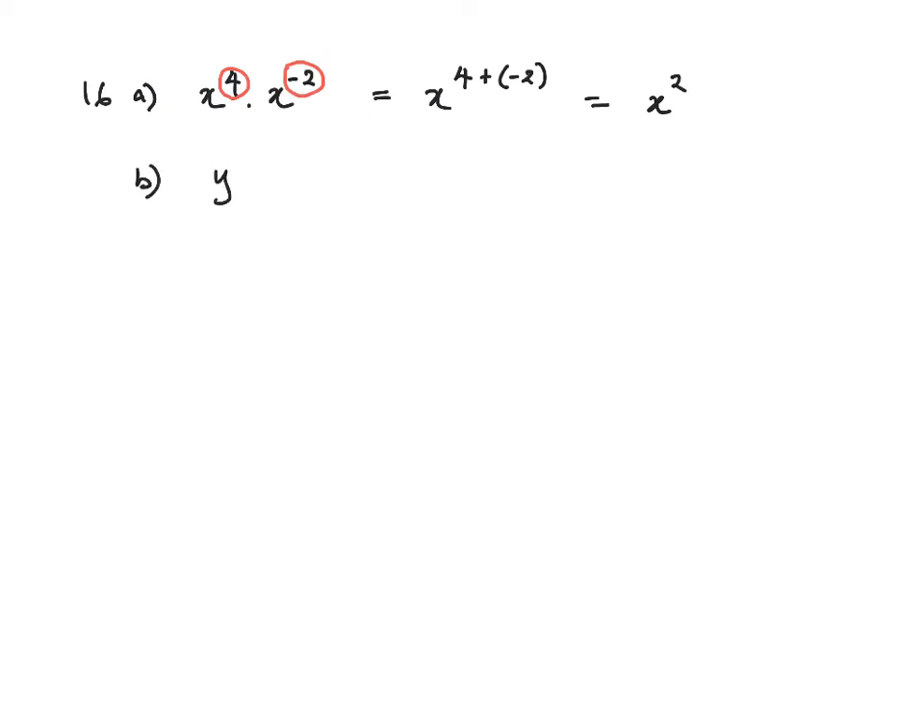Y to the power of 5 divided by y to the power of minus 2. When dividing, we subtract the two indices, so it's y to the power of 5 minus minus 2, which gives us y to the power of 7.